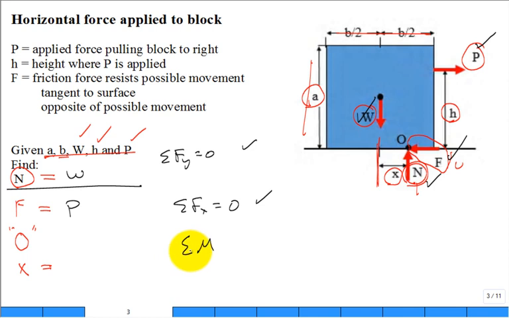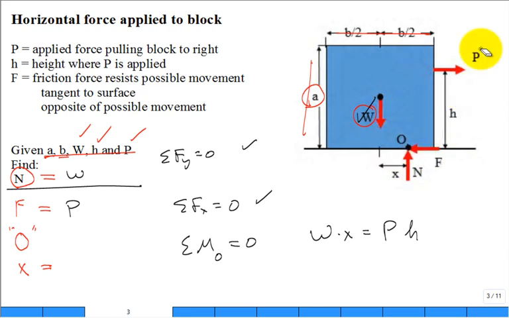It really doesn't matter what point. All points will work. But a lot of people will do point O, which is right here. That's where N is applied. If that's equal to 0, then we find that the weight comes down and makes it want to rotate. So W times X makes it want to rotate around point O in the counterclockwise direction. And then you have P at a height h, which makes it want to rotate in the clockwise direction around O. N and F both go through O.